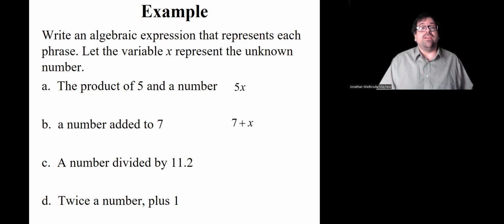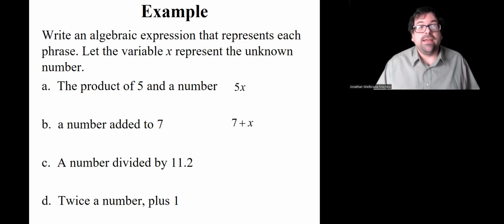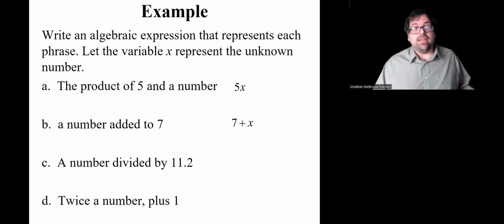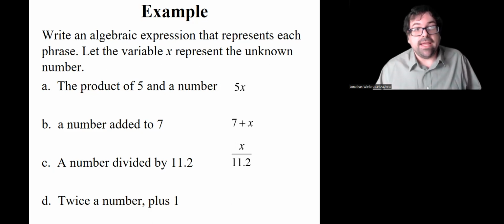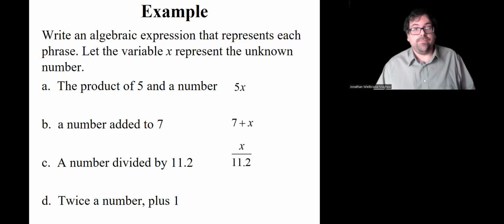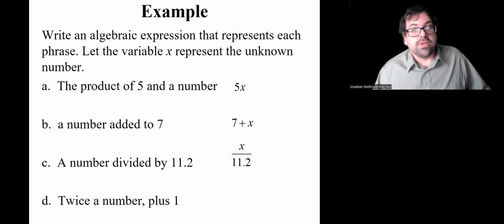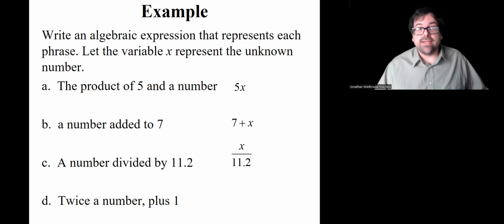So in C, we have a number divided by 11.2. We are starting with that number. We are dividing it by 11.2. X divided by 11.2. Twice a number plus 1. Twice a number means 2 times that number, 2x, and then plus 1, 2x plus 1.